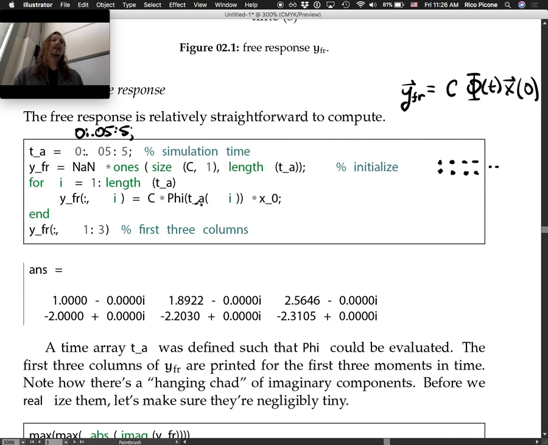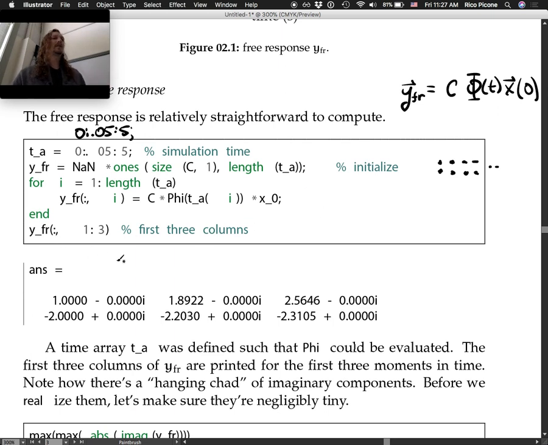So you take the time array at that index, which gives you the value of time. You give it to the phi function, which returns the state transition matrix at that time. And you multiply that by the initial state condition. Okay? And then you go through that loop several times.